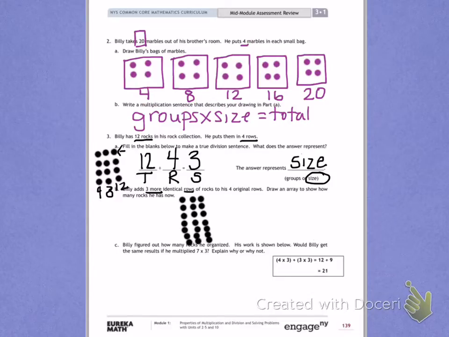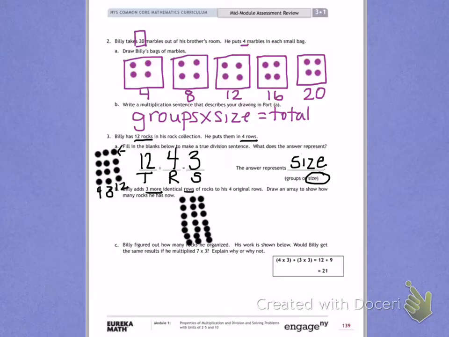Part C. Billy figured out how many rocks he organized. His work is shown below. Would Billy get the same result if he multiplied 7 times 3? Explain why or why not.